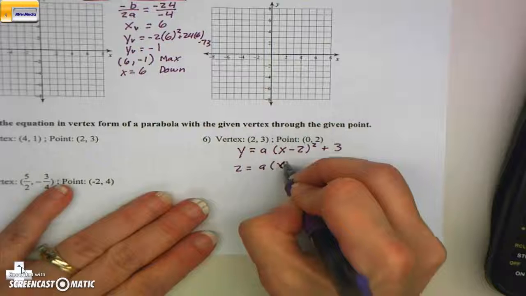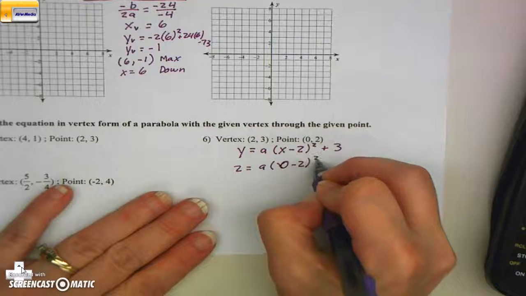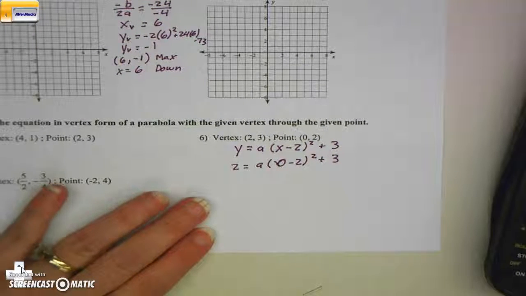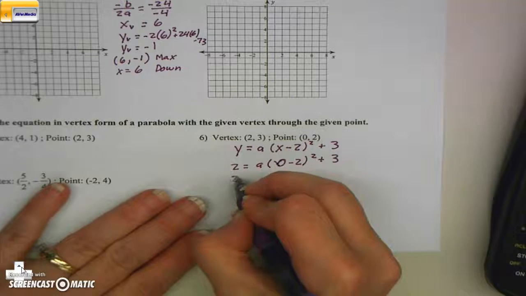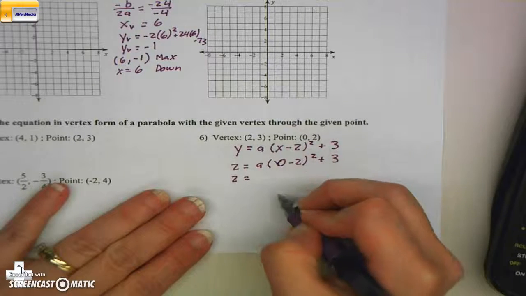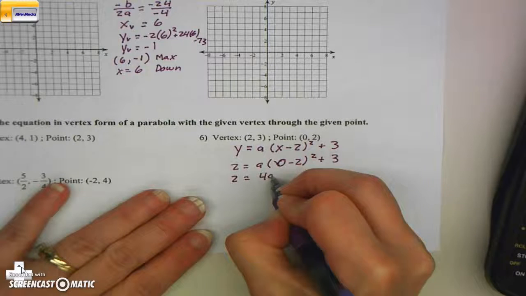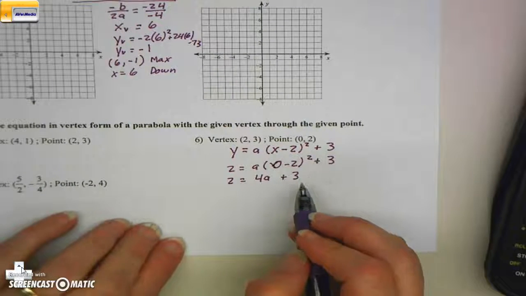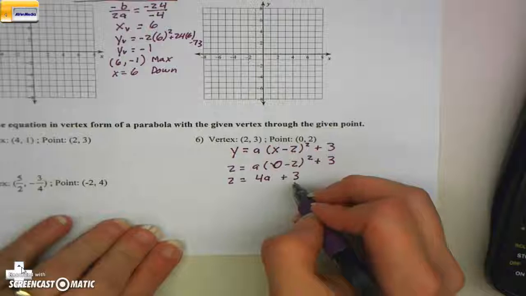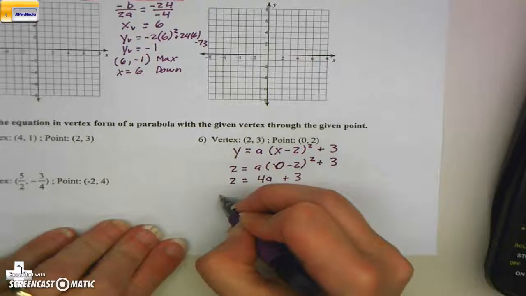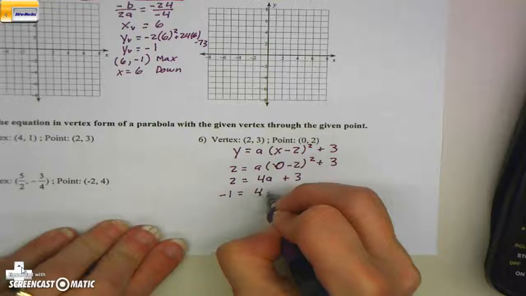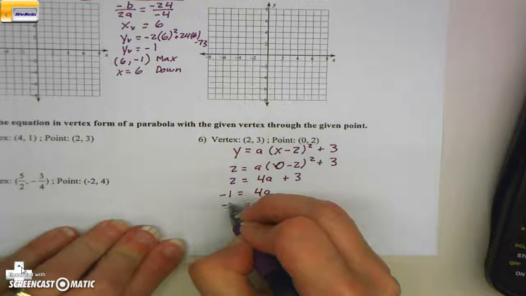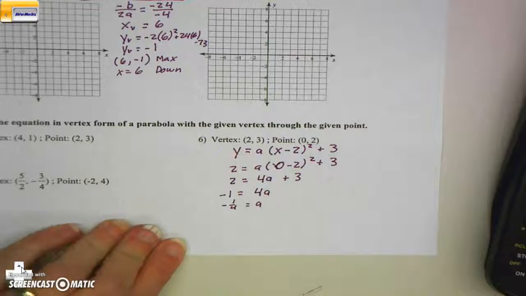All right, so 2 is equal to a. X becomes 0. 0 minus 2 squared plus 3. So 2 is equal to 4a, correct? Plus 3. Subtract the 3 from both sides. And a is -1/4. So now you've got everything you need, correct?